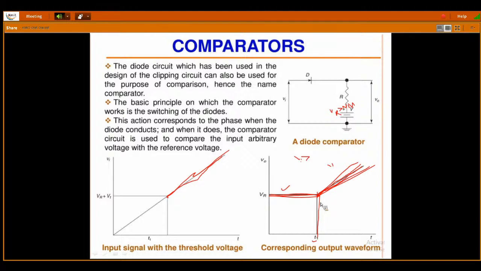If the output signal is following the input signal, that means the input is greater than the reference voltage. If the output is not following the input signal, the input is less than the reference voltage. This is the only conclusion from the comparator circuit. Is it clear? The only comparison is: if the output is following the input signal, the input is greater than the reference voltage. If the output is not following the input signal, the input is less than your reference voltage. This is only a simple circuit of your comparator.